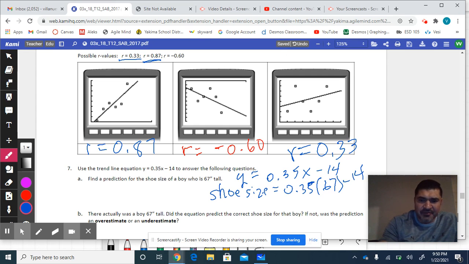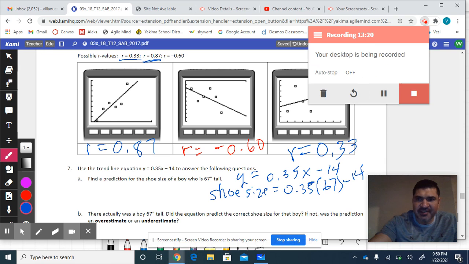Okay, so first thing I need to do is multiply these two together. So we have 0.35 times 67. I'll give you guys a second to calculate that. And then you can join me for the final video.